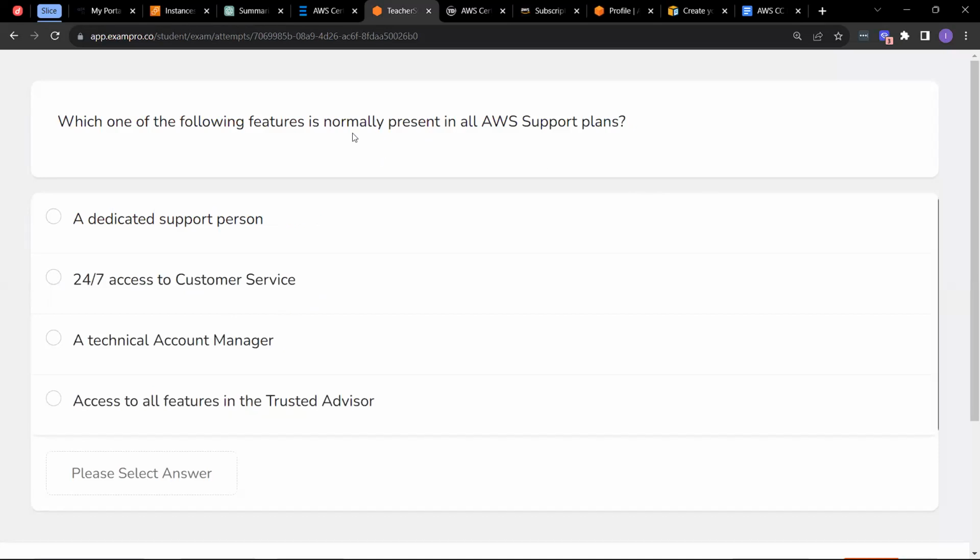Which of the following features is normally present in all AWS support plans? Okay, yes, so 24/7 access to customer care is present in all of the support plans.